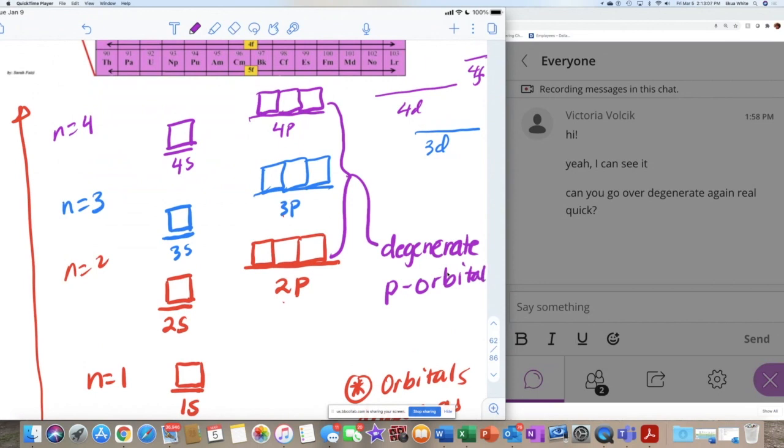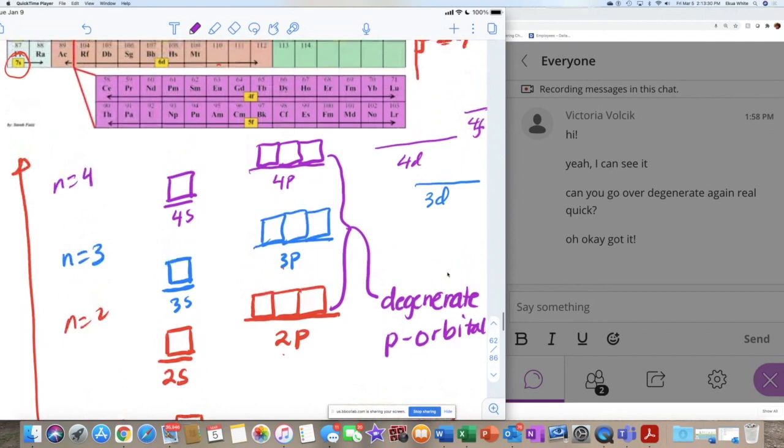You have more than one orbital on the same energy level. They're all on the same level, kind of like a shelf, right? And they're all at the same level. One isn't higher than the other. Even though I may have drawn them lopsided, technically they're all on the same energy sublevel, and that's what makes the orbitals degenerate. Okay.